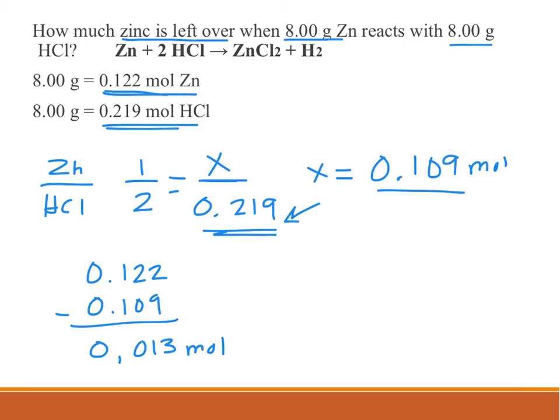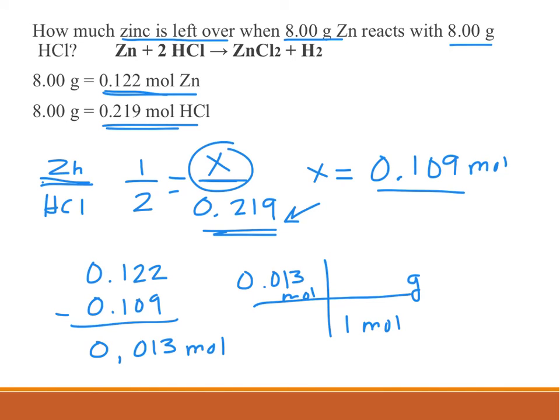But we can't really measure moles. We count them with moles, but we measure them in grams. So it's time for another mole-gram conversion. This time we've got our 0.013 moles. So that means moles are going to go in this spot, and we have to figure out the grams. What is this substance we're talking about? Well, it was our X. It was zinc. So we need to have the molar mass for zinc, which is 65.38. And then we're going to be multiplying this time, which will give us an answer of 0.850 grams left over.